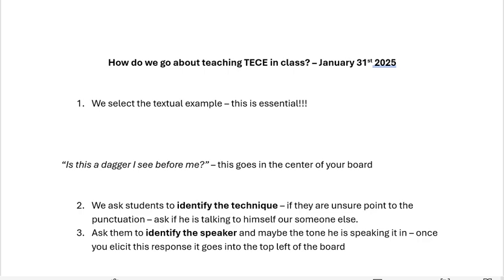the castle at night. So the first thing we want to do is we write that in the centre of the board. And we put a circle around it. We say, okay, this is our textual example. Square if you like squares, triangles if you like triangles. So we ask the student to identify the technique.